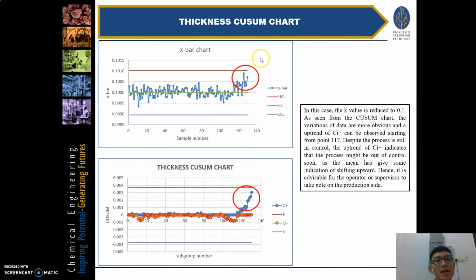So over here in this case we can see that the K value is reduced to 0.1. As seen from the Q-sum chart, the variations of the data are more obvious as the uptrend of CI plus is showing something over here and is giving some hints that the process might be out of control soon if the data points are still in this area, if the X bar is still in this area. So it is advisable for the operator or the supervisor to take note on the production site.